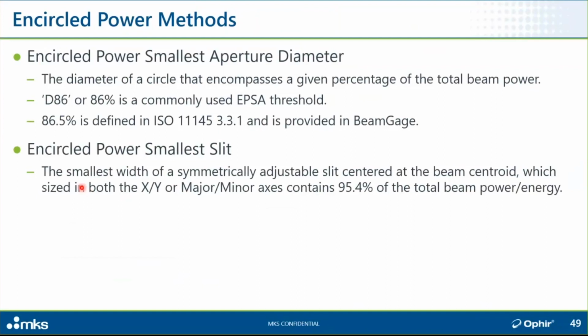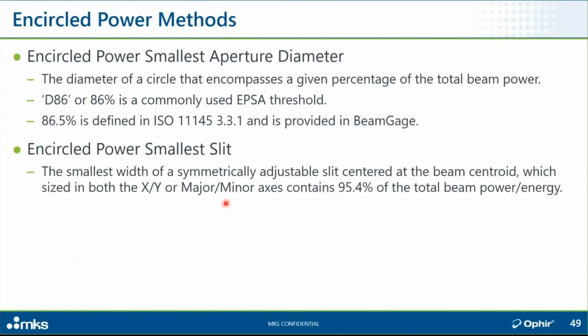86.5 is the clip level that is defined by ISO 11145. That variation is provided in BeamGauge. D86, or 86% of total power, is also a common method and uses the same technique. You'll often find reference to it just as D86. The ISO version, 86.5, is what we provide. EPSS is a width measurement.